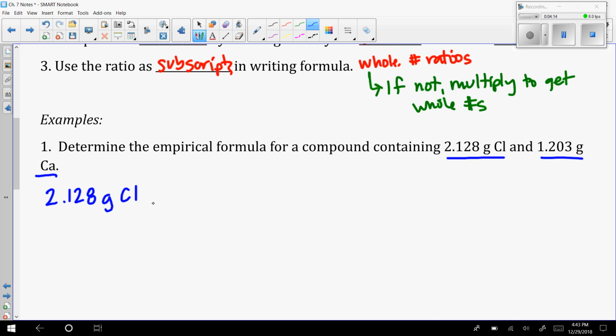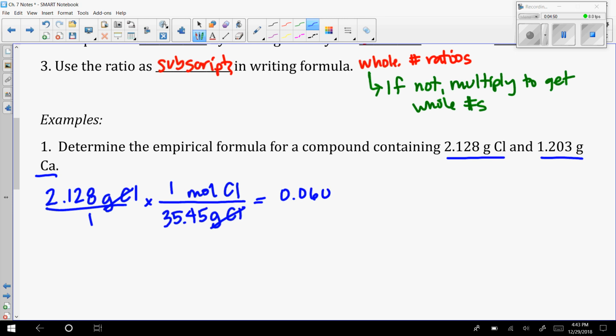If I have 2.128 grams of chlorine, my conversion is I need grams to cancel. Remember, this given is over 1. So grams of chlorine would be in my denominator. Moles of chlorine is what I'm converting to, that's in the numerator. 1 mole of chlorine, the gram number is 35.45. I get that from the atomic mass on the periodic table. If I do this math, the grams of chlorine divide out, and I will get 0.06003 moles of chlorine. Now I have to do the same for the calcium.